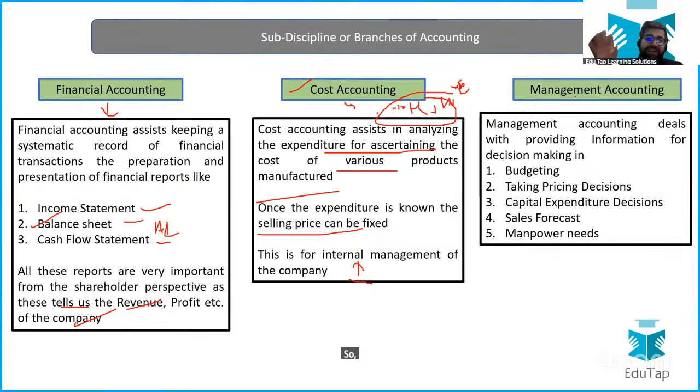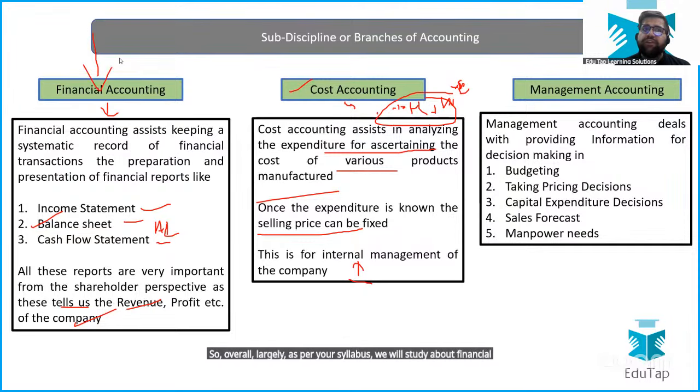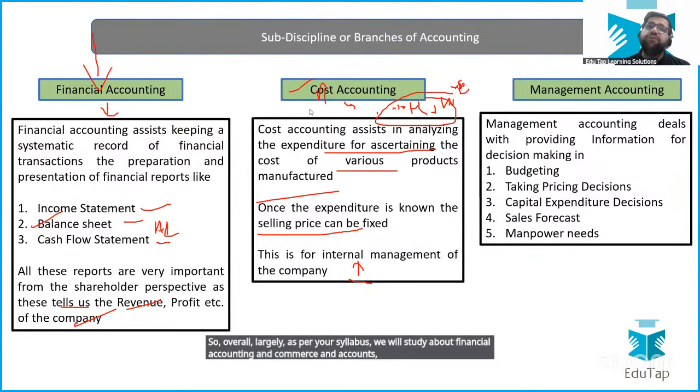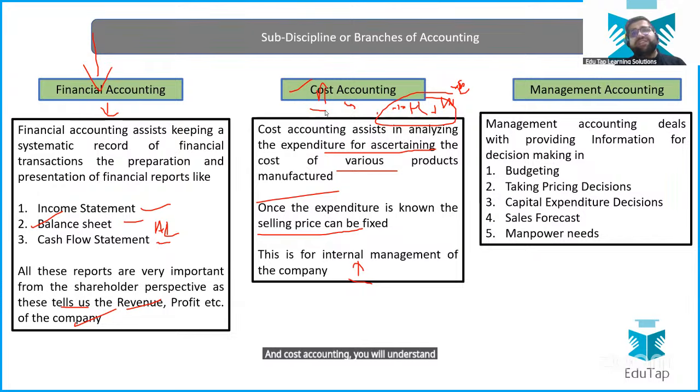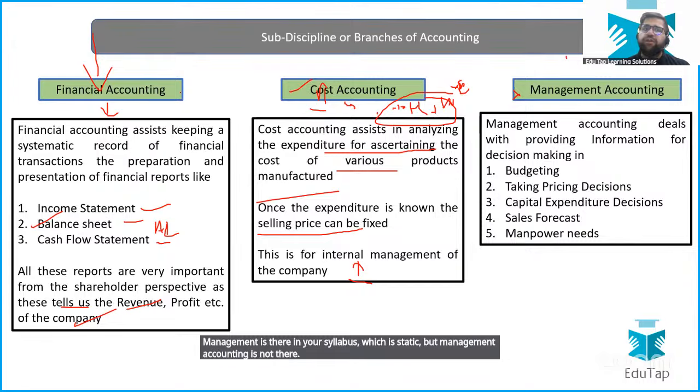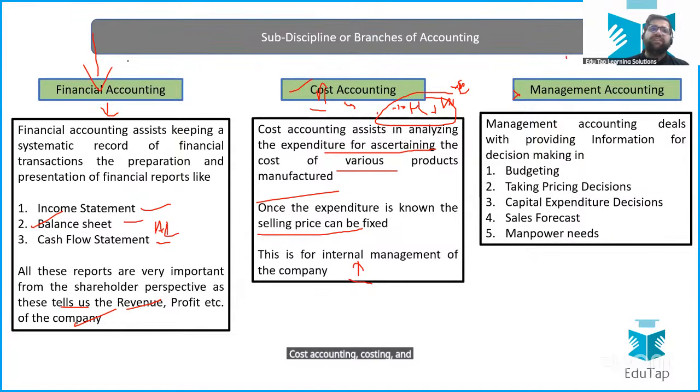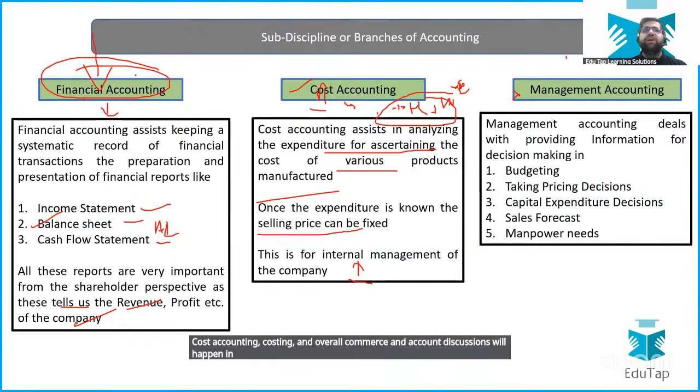So overall, as per your syllabus, we will study financial accounting in commerce and accounts, and cost accounting you will understand in the classes of costing. Okay, management accounting is not there in your syllabus, so do not go that deep. Management is there in your syllabus, which is static, but management accounting is not. Cost accounting, costing, and overall commerce and accounts discussions will happen in financial accounting only.